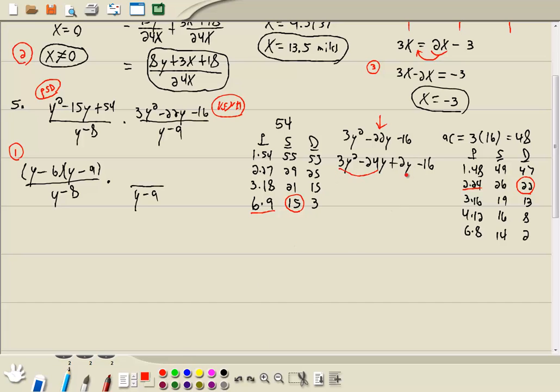And then we factor by grouping. First group has a 3y in common, and that gives us y minus 8. Second group has a 2 in common, and that gives us y minus 8. Now our goal was to get this parentheses the same as this, which they are, so I'll factor out a y minus 8, and that leaves us 3y plus 2. Okay, so this becomes y minus 8 and 3y plus 2.